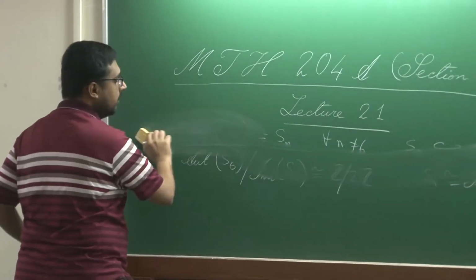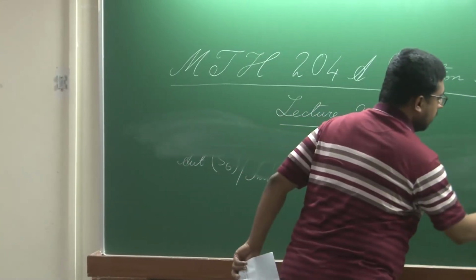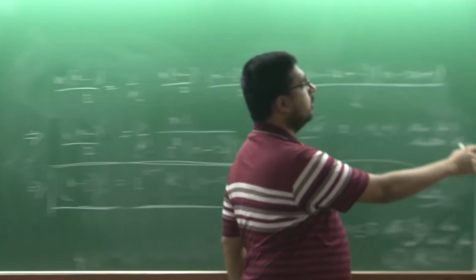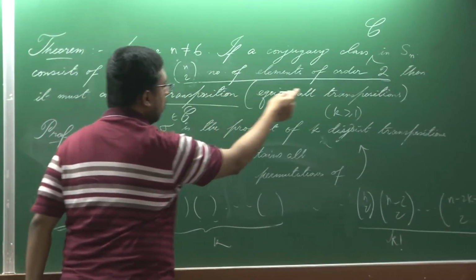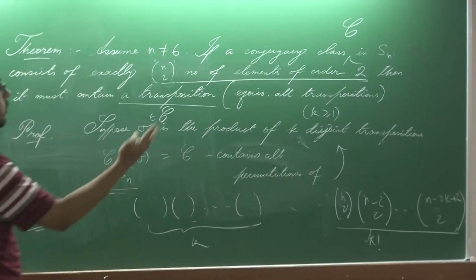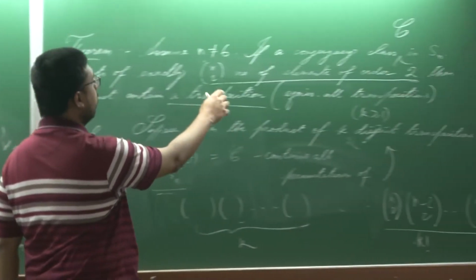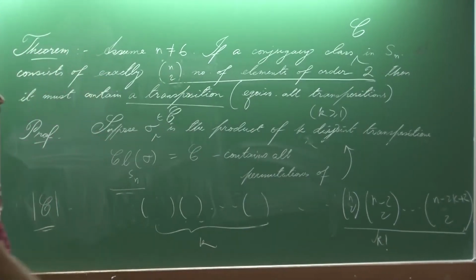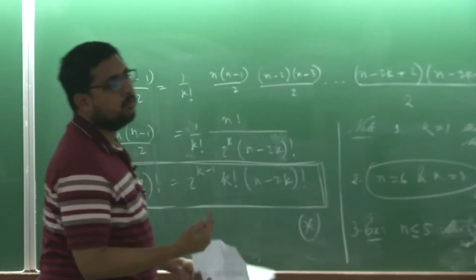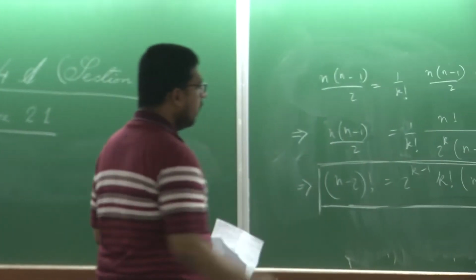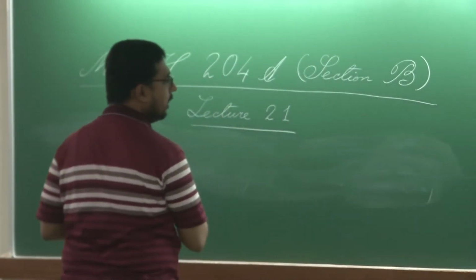Once that is there, then this shows that the only conjugacy class of this size, of course with order 2, the only conjugacy class having all elements of order 2 and of this size will be the conjugacy class of all transpositions. Okay. All right. So, let me get into that.